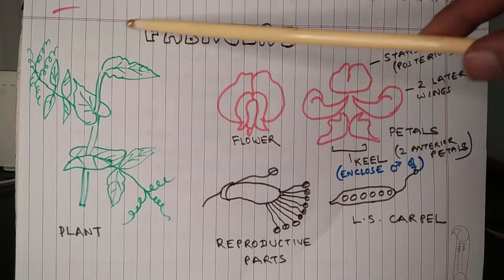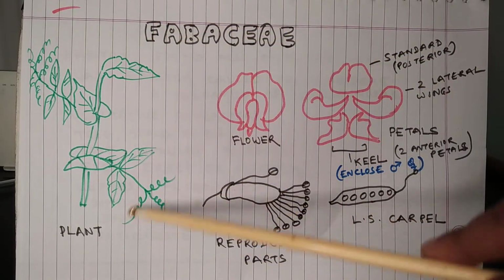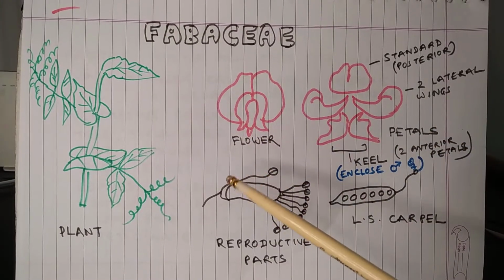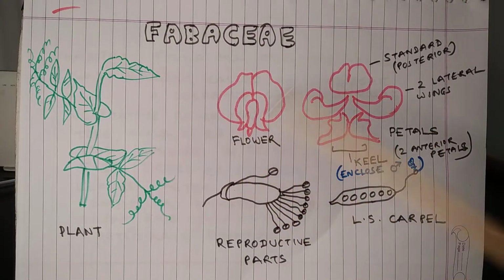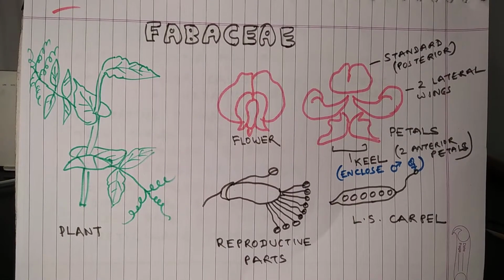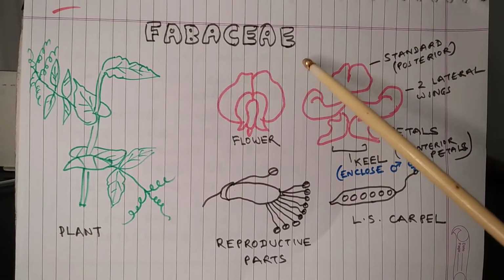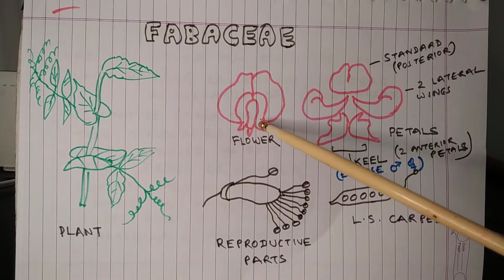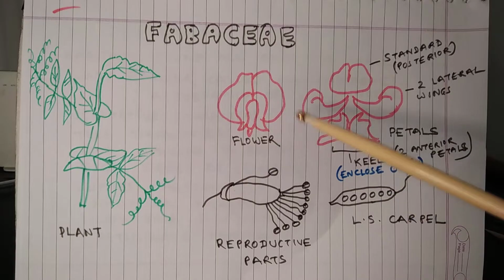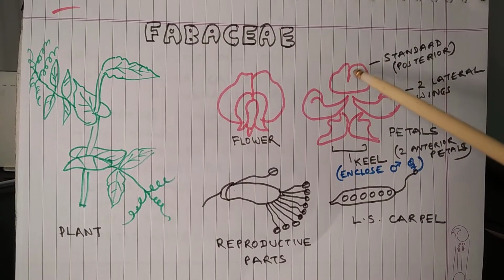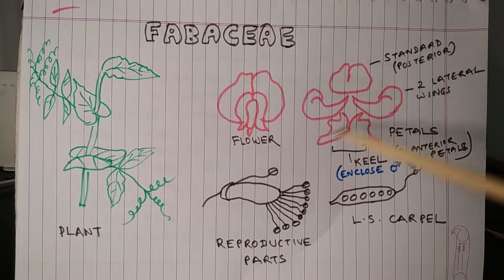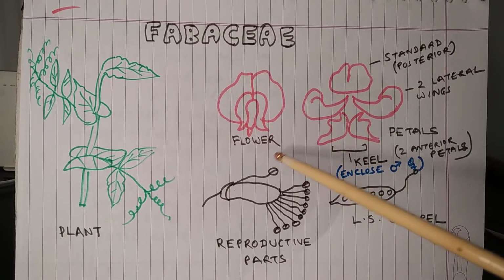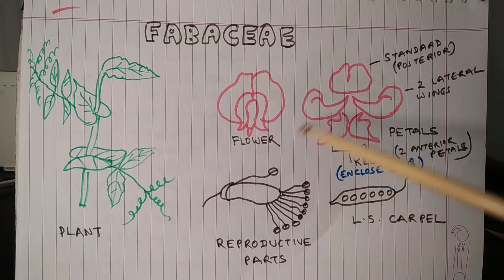So you can observe that the stem is very weak and there are leaf tendrils, which means that these plants require support for remaining straight or for clinging to a support. This is the diagram of a flower, and the flower has a special structure. It's not like regular flowers. This diagram shows petals separately so that it will be easier for you to understand. This sort of arrangement of petals is called Papilionaceous.